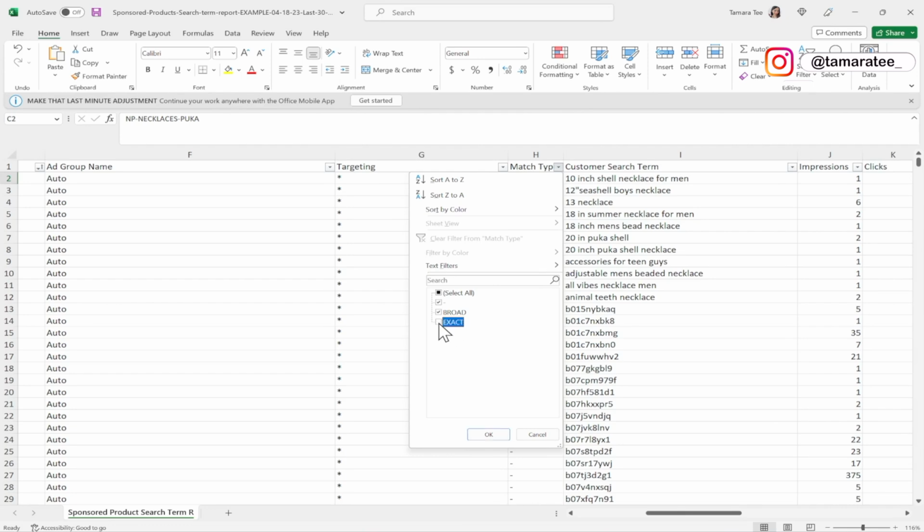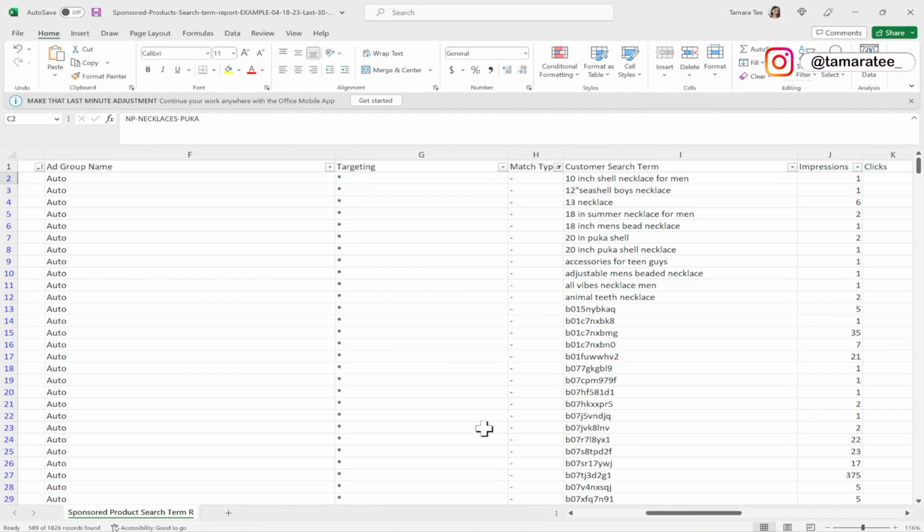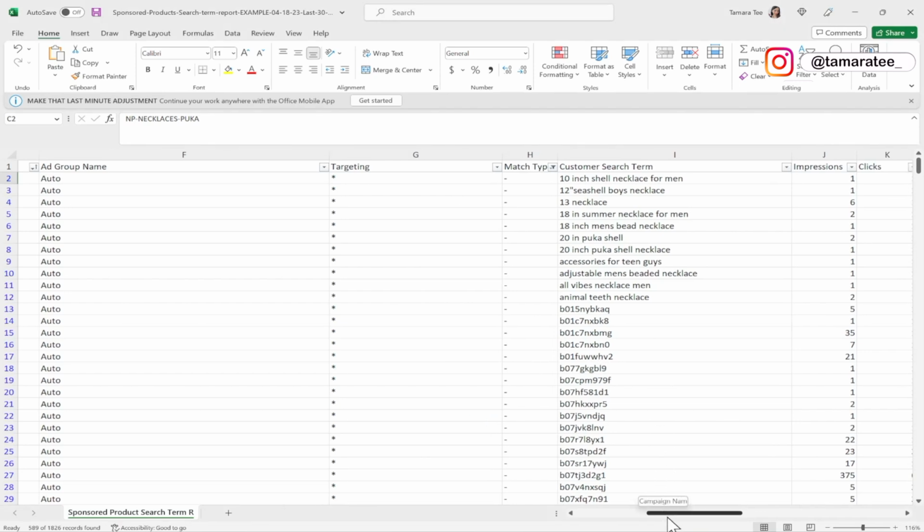So I'm just going to uncheck exact and uncheck broad because I want to focus on one match type at a time. And this little dash right here, I'm not sure why it is a dash, but basically the dash means automatic PPC campaigns. So click on OK. And now we are only focusing on automatic PPC keywords.